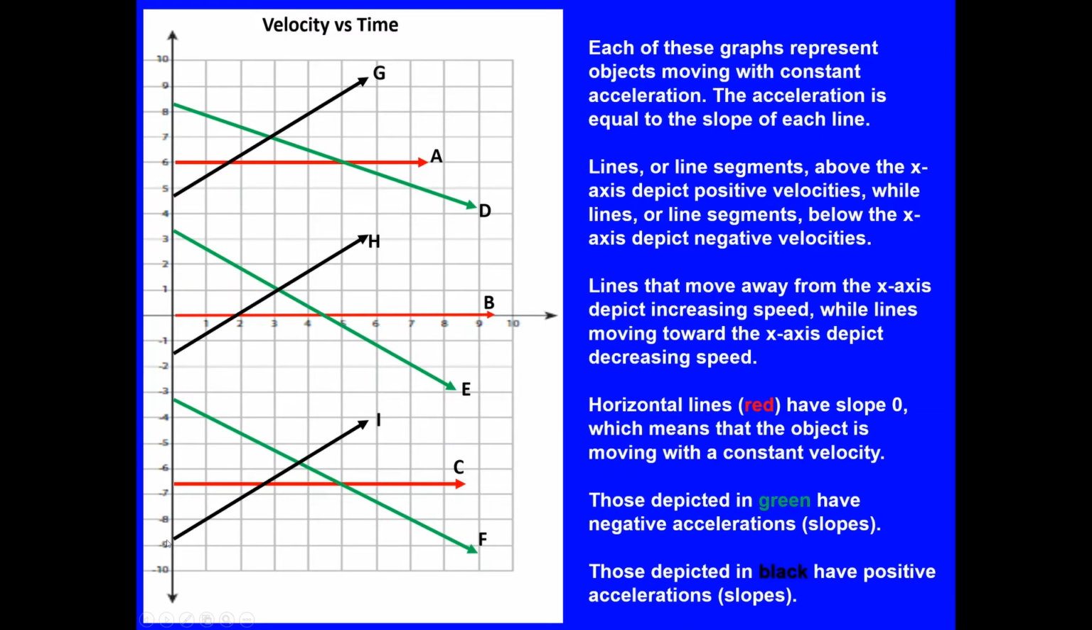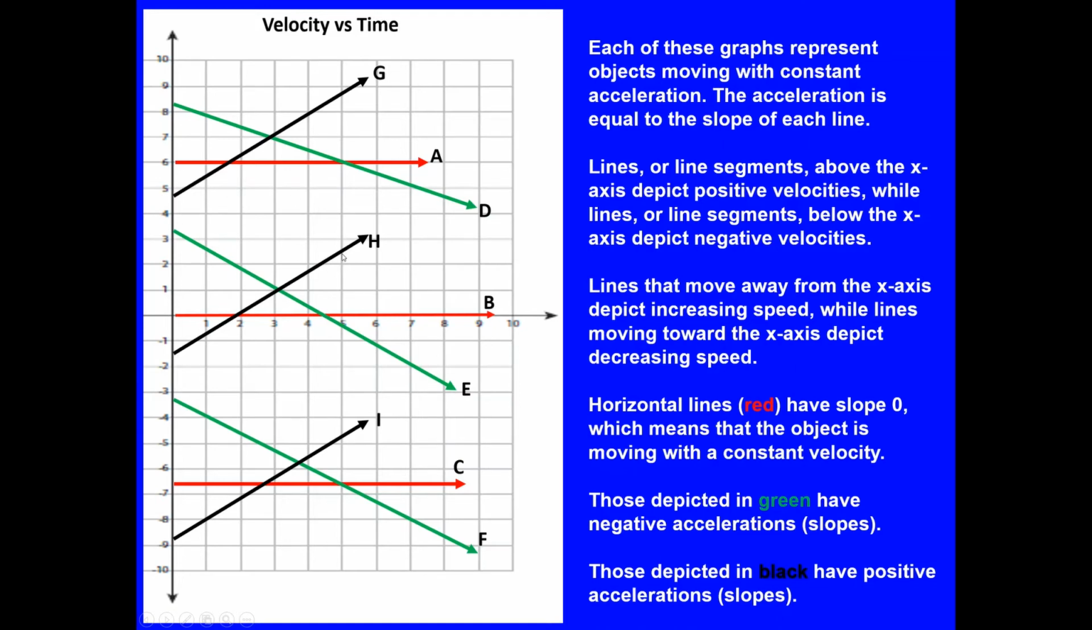Its velocity is going from -9 to -8 to -7, -6, -5, -4, but its speed is going from 9 to 8 to 7 to 6 to 5 to 4. It is slowing down, but moving in the negative direction. G is speeding up while moving in the positive direction. Its velocity goes from 5 to 6 to 7 to 8 to 9, so it's getting faster.